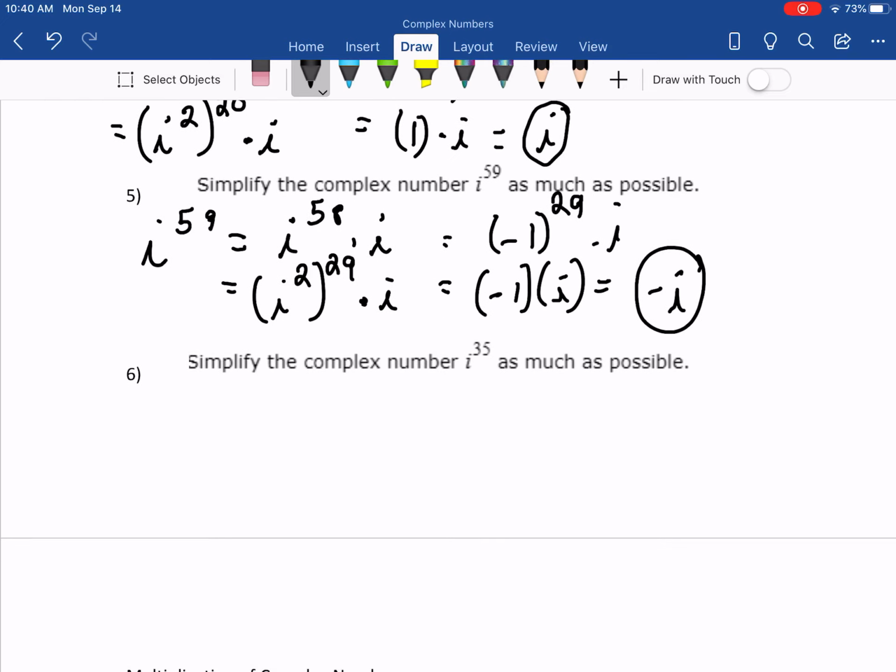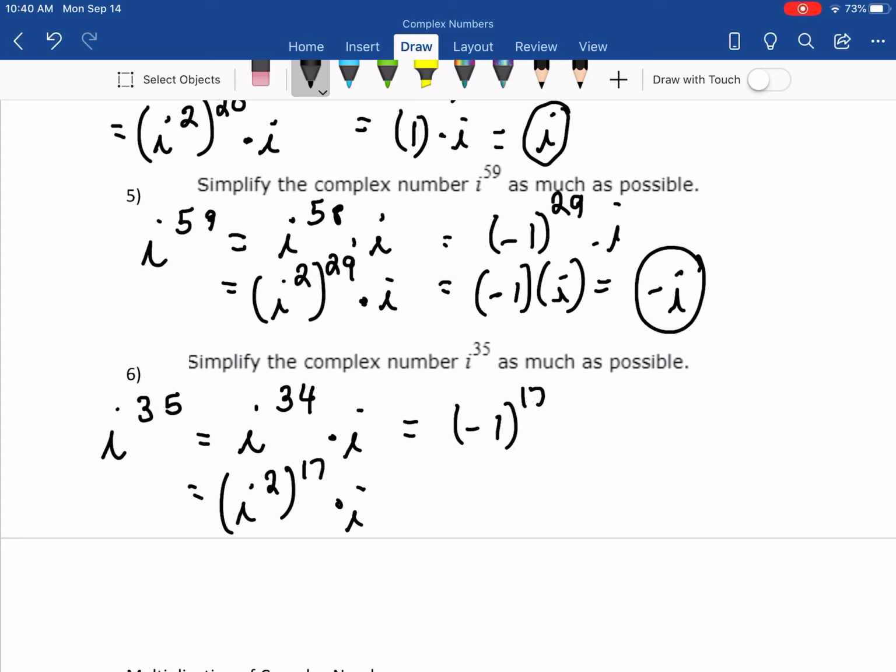All right, i to the 35th. Again, we're going to break off one of the powers of i. We'll call it i to the 34th times i. So that's going to be i squared to the 17th power times i, which is negative 1 to the 17th times i. Again, we have an odd power of negative 1, which is just negative 1. And this is also negative i.